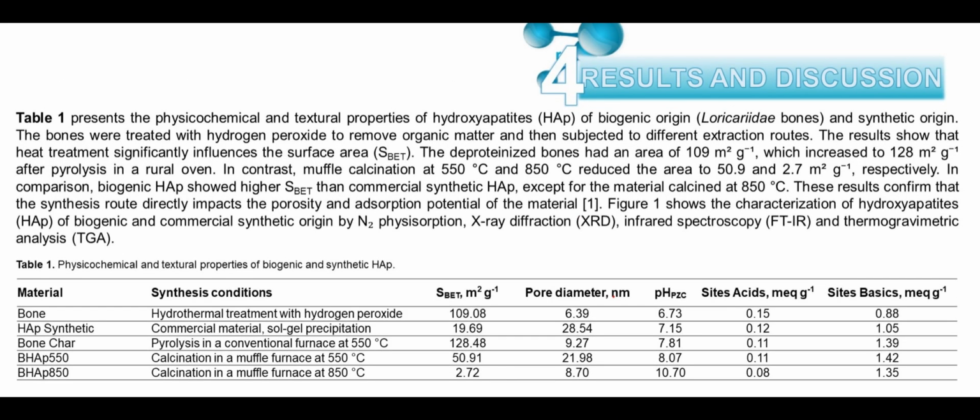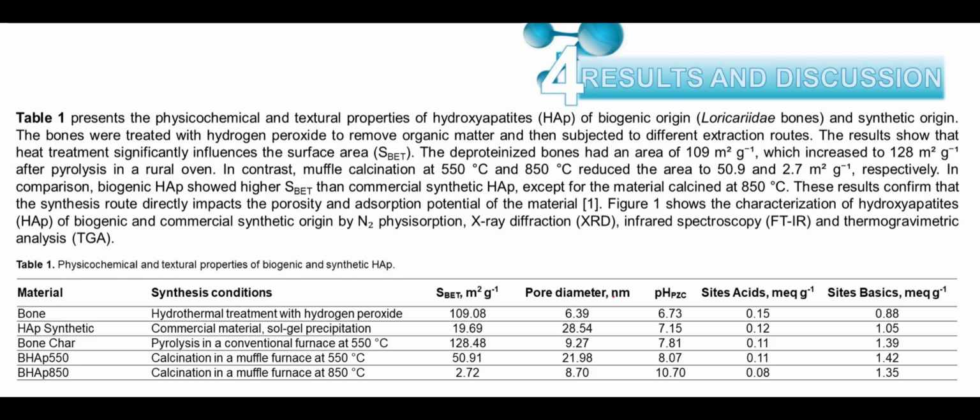Results. Table 1 presents the physicochemical and textural properties of biogenic hydroxyapatites from devilfish bones and synthetic hydroxyapatite. The bones were treated with hydrogen peroxide to remove organic matter and then subjected to different extraction routes. The results show that thermal treatment significantly affects the specific surface area. Deproteinized bones had an area of 109 square meters per g, which increased to 128 square meters per g after pyrolysis in a conventional furnace.